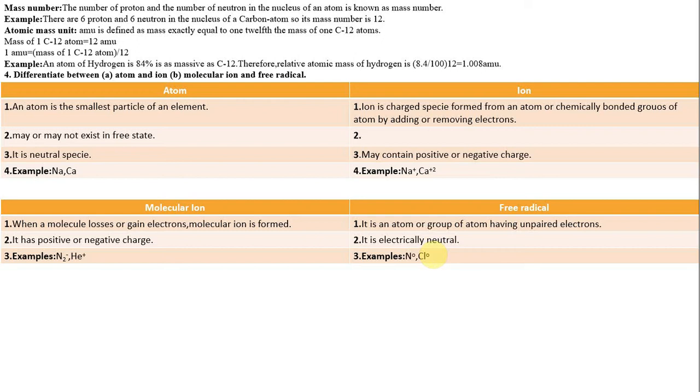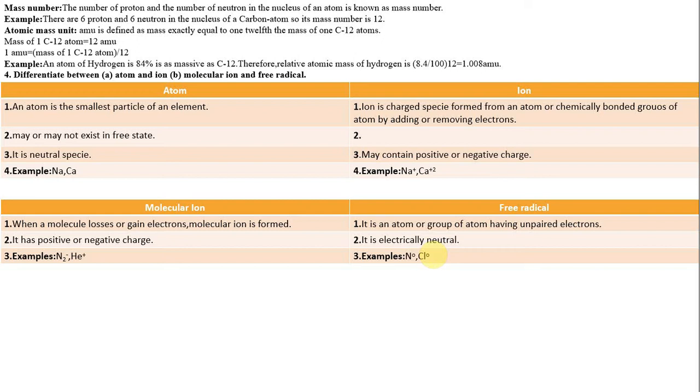Molecular ion. When a molecule loses or gains electrons, a molecular ion is formed. It has positive or negative charge. Example है N2 minus और हीलियम प्लस. जब एक मॉलिक्यूल इलेक्ट्रॉन को लूज या गेन करता है, तो जो स्पीशीज हमारे पास आती है वो मॉलिक्यूलर आयन होती है और इट बियर्स इलेक्ट्रिकल चार्ज. It may be positive or negative. Examples are N2 minus and helium plus.